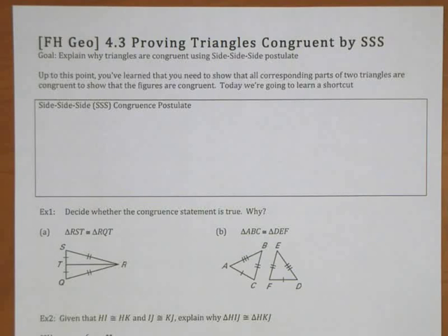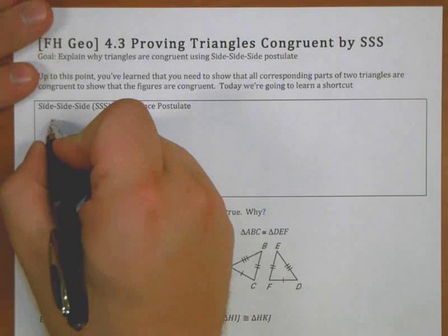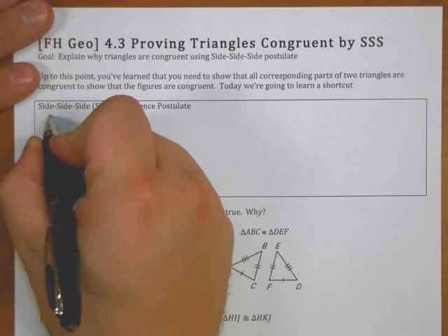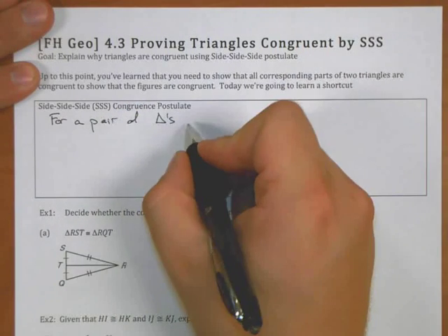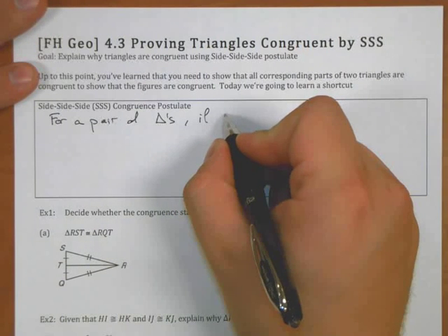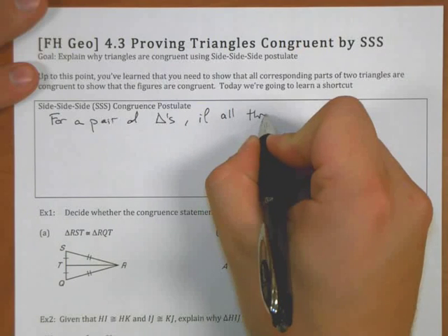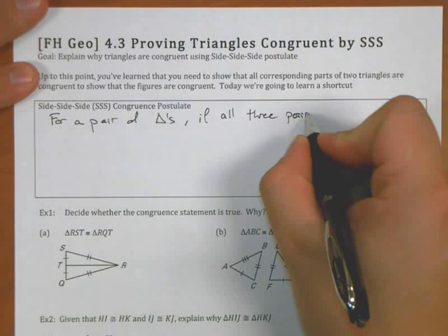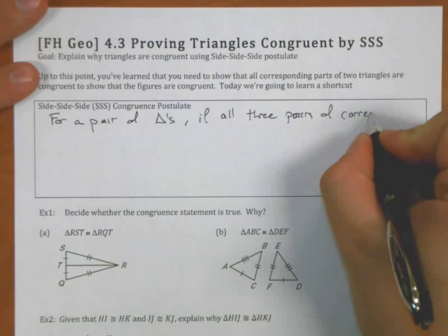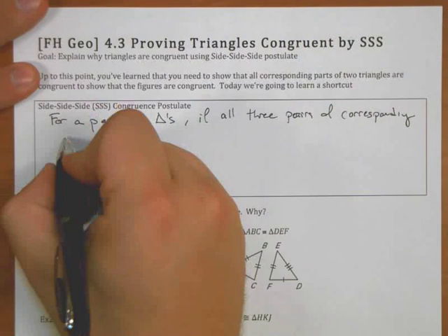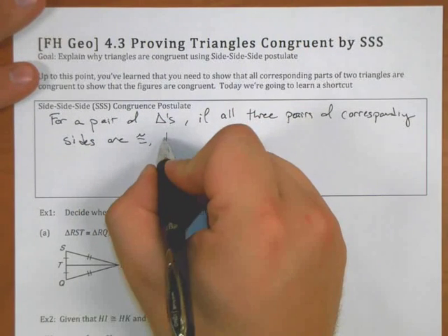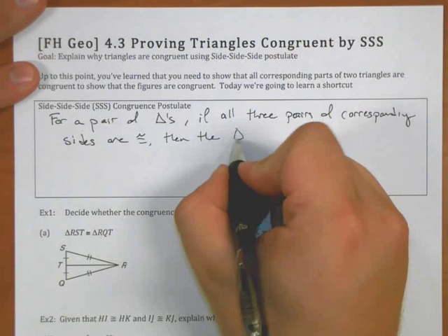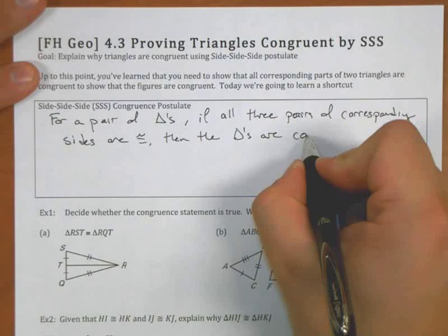The first one we're going to start with is called the side-side-side postulate. It says just this: for a pair of triangles, if all 3 pairs of corresponding sides are congruent, then the triangles are congruent themselves.